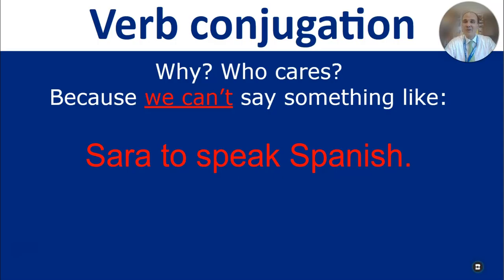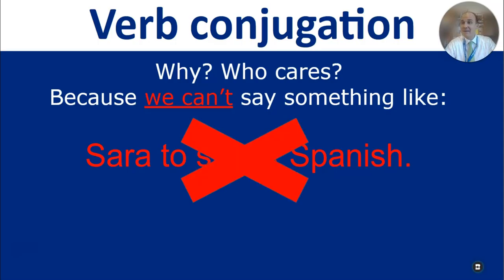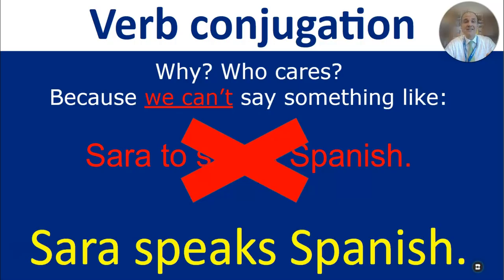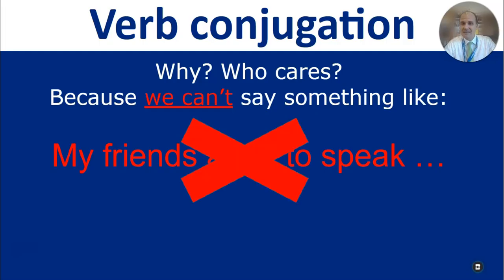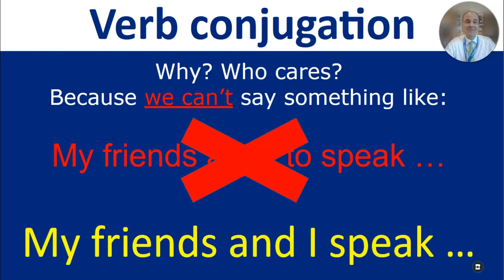Or we can't go around saying Sarah to speak Spanish. That doesn't make any sense. We need to learn how to say Sarah speaks Spanish. That's called conjugating. Or we can't go around saying my friends and I to speak. That doesn't make any sense. We need to be able to say my friends and I speak Spanish. So how do you do that?